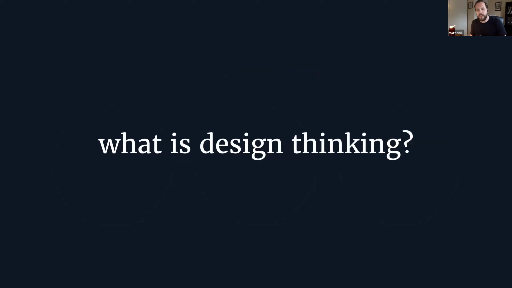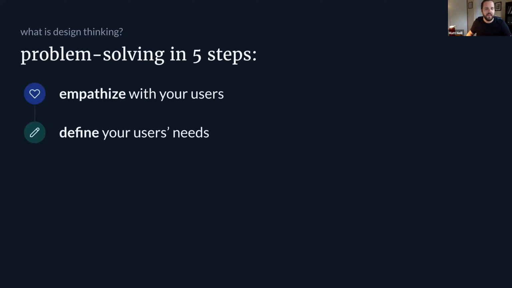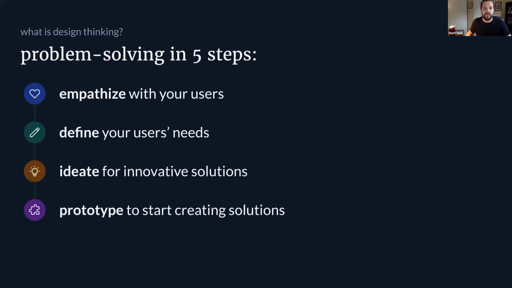So quick intro to design thinking. You've definitely heard this term a lot, so I apologize if you're already very familiar with this concept. But really, design thinking is a method of problem solving in five easy steps, we'll say. Step number 1 is empathizing with your users or your customers, whoever that might be. Step number 2 is defining the needs of your users. Step number 3 is ideating ideas to come up with solutions that address those needs. Step number 4 is prototyping those different solutions. And then step number 5 is testing out those solutions.